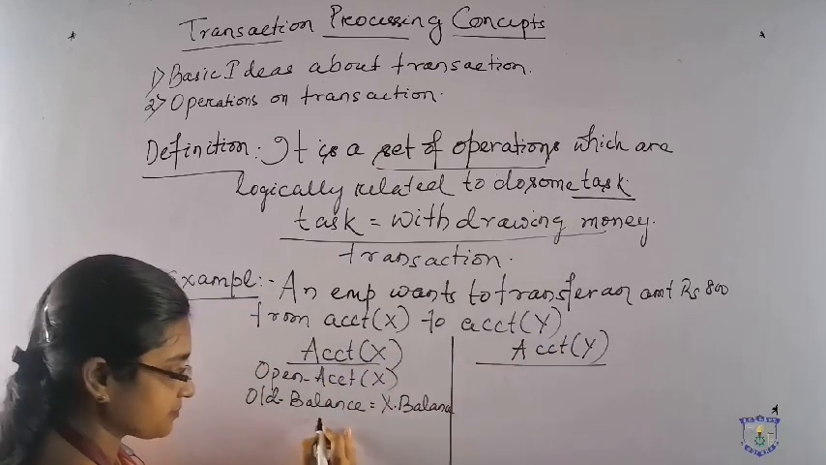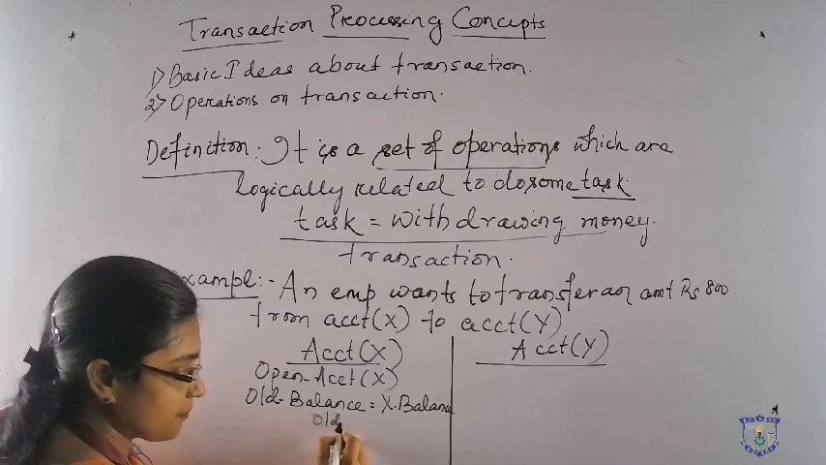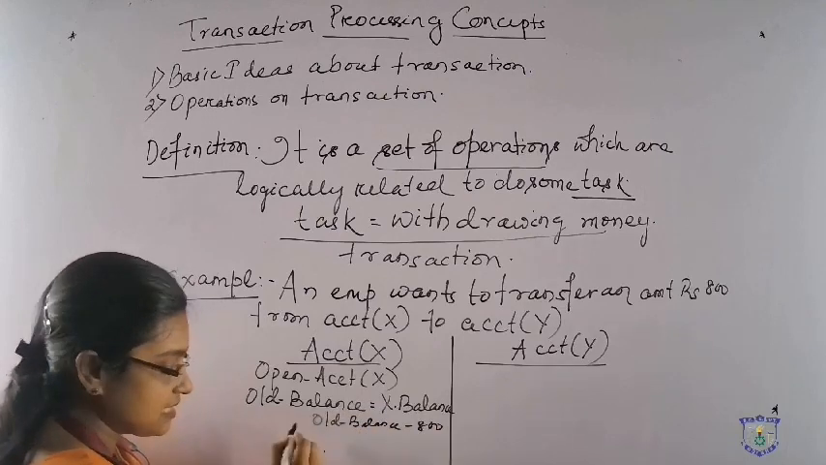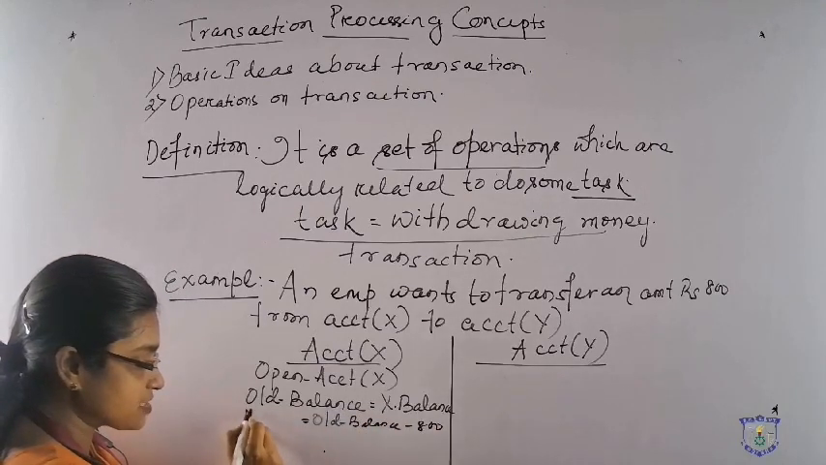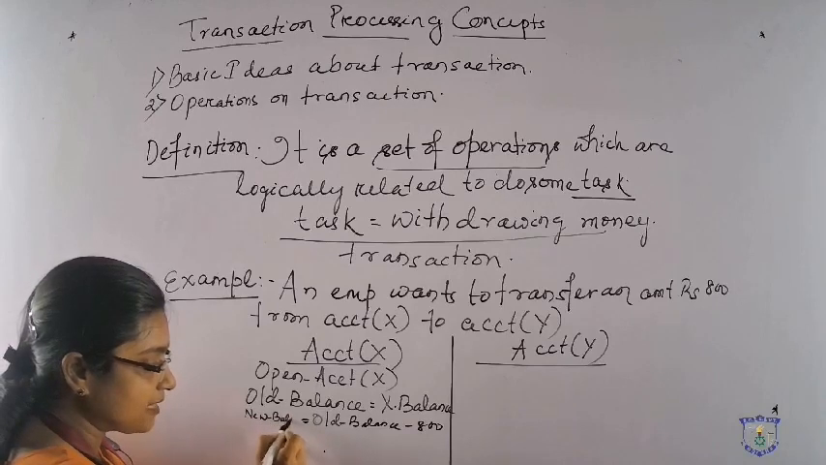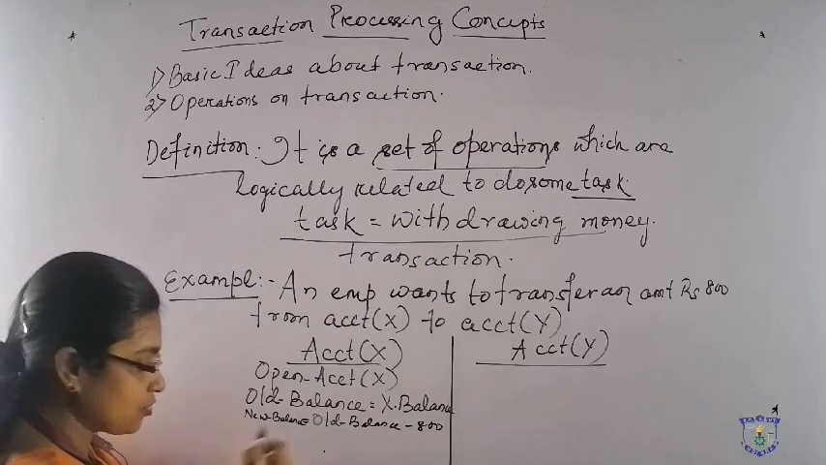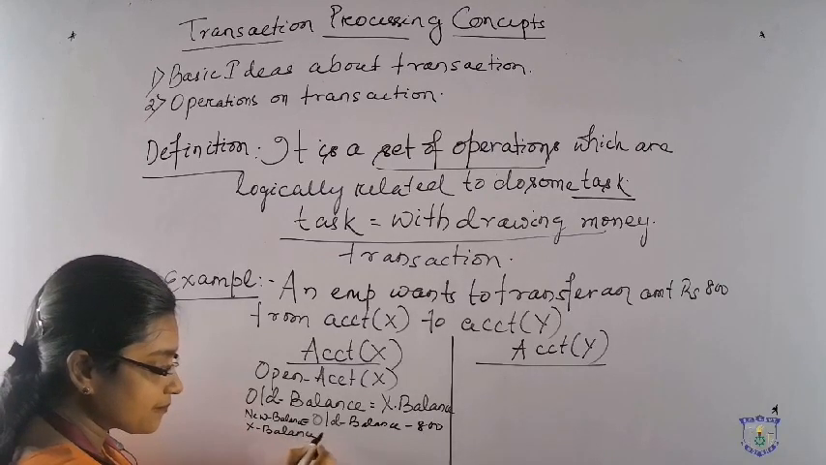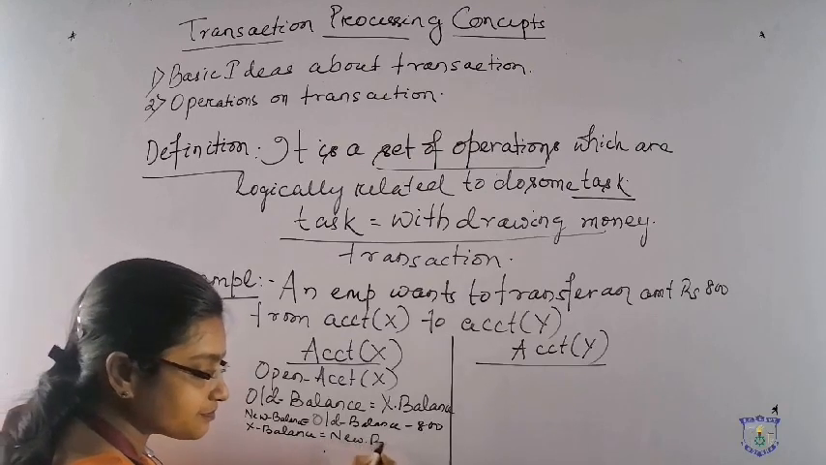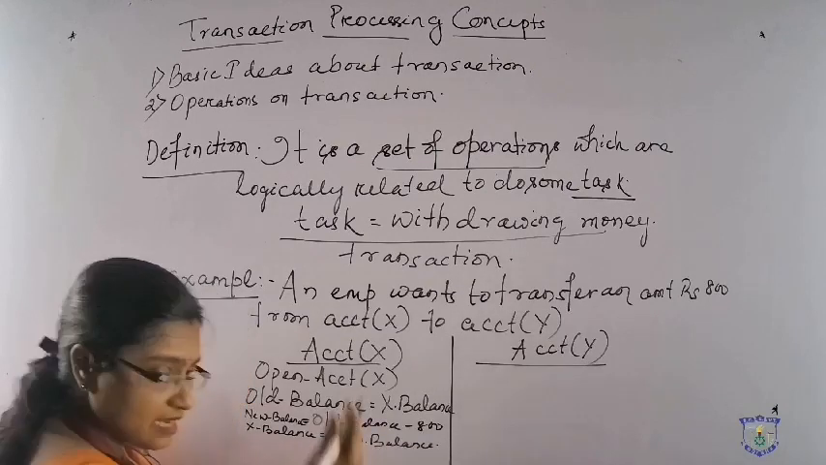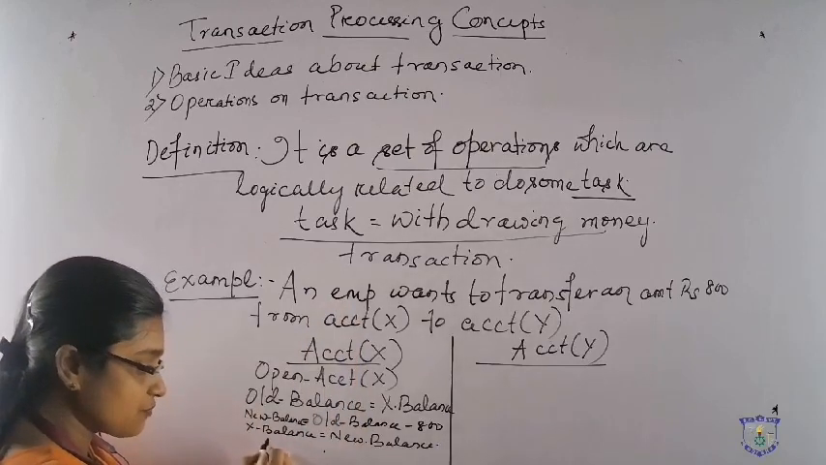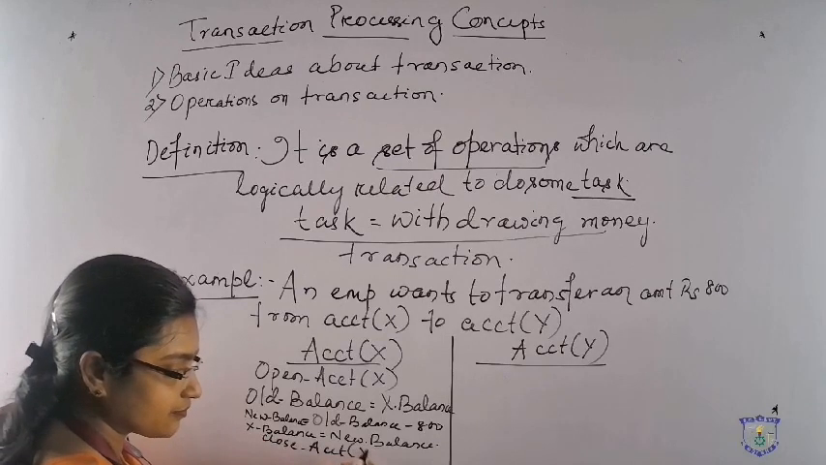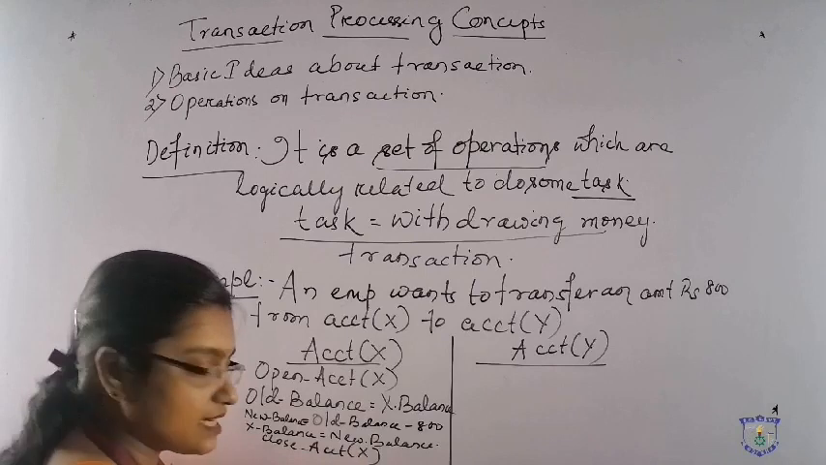That means from X old balance, 800 will be deducted. So the updated amount will be stored in a new variable, that is new balance. Now what will be the balance of X? X balance will be the new balance. Now the operation of X is completed, so we will close the account of X. Clear? With this, X has completed its task.